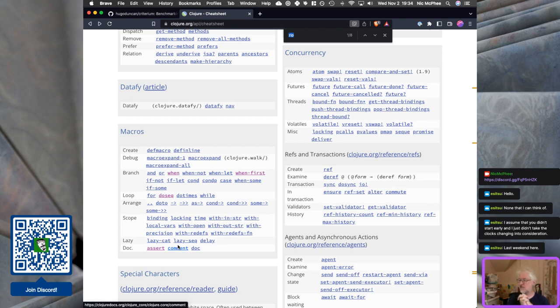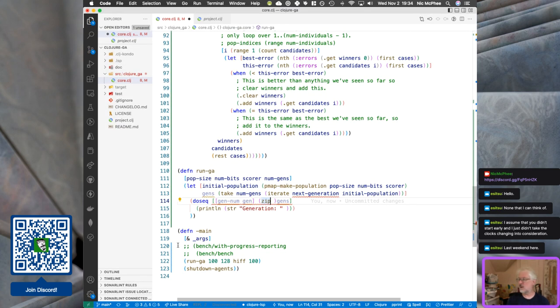Do I care about this? How much do I care about this? I really thought there was a zip, but apparently there is not, which means there's got to be a simple way to do it. So we could do map vec, range 0, and gens.